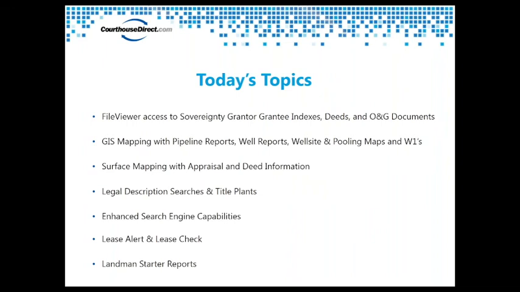The topics we're going to cover today are access to our FileViewer, which is our historical records of grantor, grantee indexes, deeds, and oil and gas documents. Also, relatively new is our GIS mapping, where we show pipeline reports, well reports, well site information, and W1s. Part of our GIS platform is also the ability to create mailing labels and get deed information for surface ownership. We also have a feature where you can search by legal description from the grantor grantee index, and we'll look at our title plant facilities in certain counties.